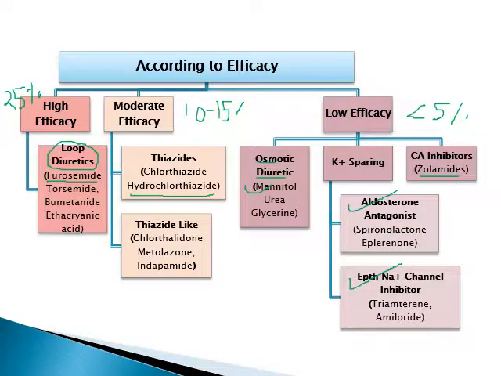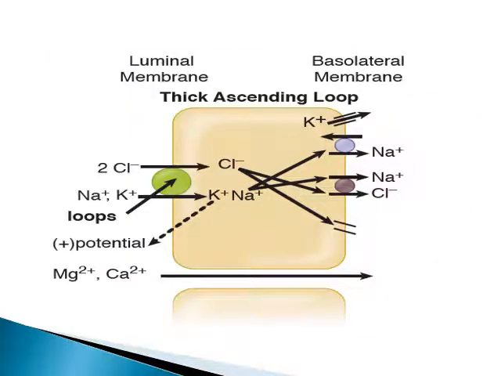So after the classification, let us revise the electrolyte movement in the thick ascending loop of Henle. Let us orient ourselves first to this diagram.